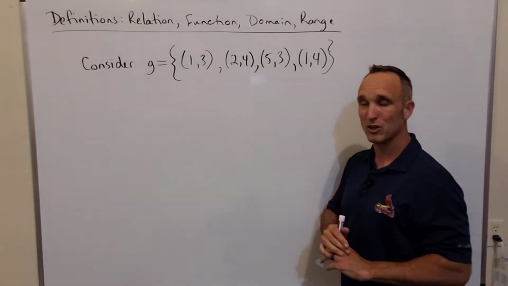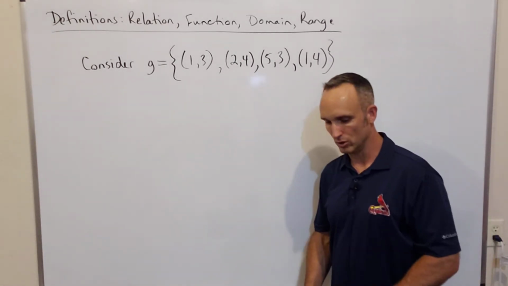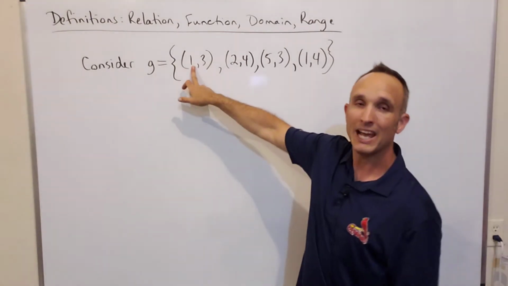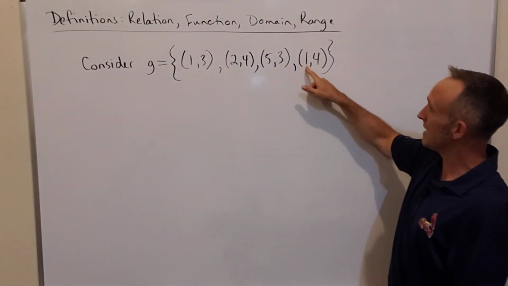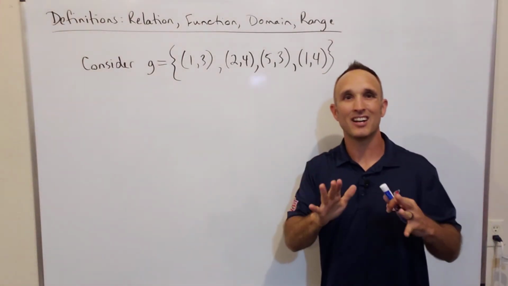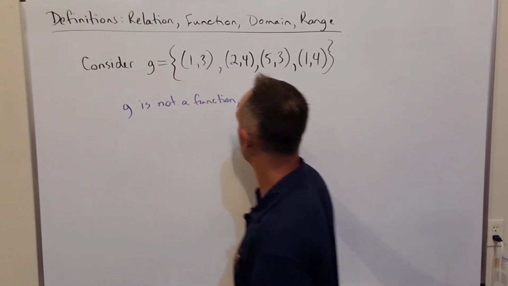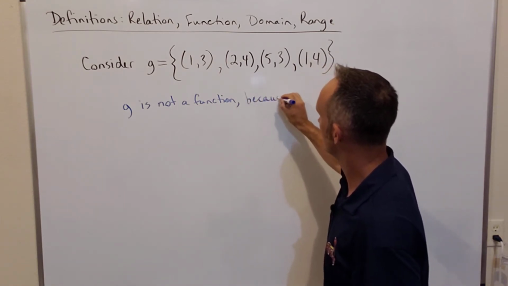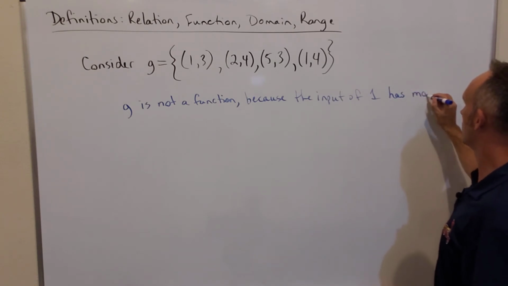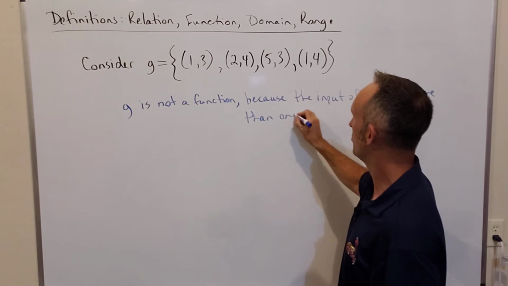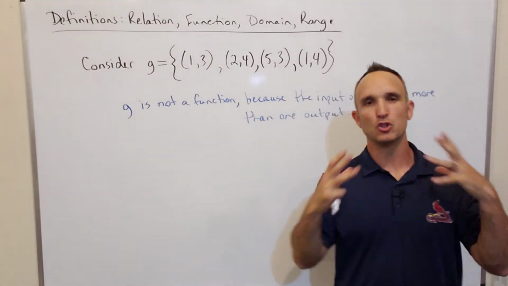Now, first question, is G a function? Does each input have exactly one output? That's the definition you should always come back to. Don't memorize some other rule, in my opinion. So we look at the input of 1. How many outputs does 1 have? Well, in this relationship here, 1 has the output of 3. But down here, the same input of 1 has a different output of 4. This is not a function. G is not a function. And why not? Well, let's be specific. G is not a function because the input of 1 has more than one output, okay?